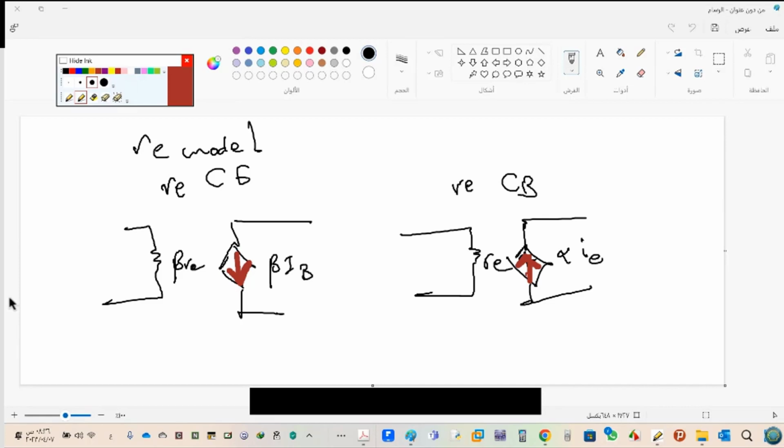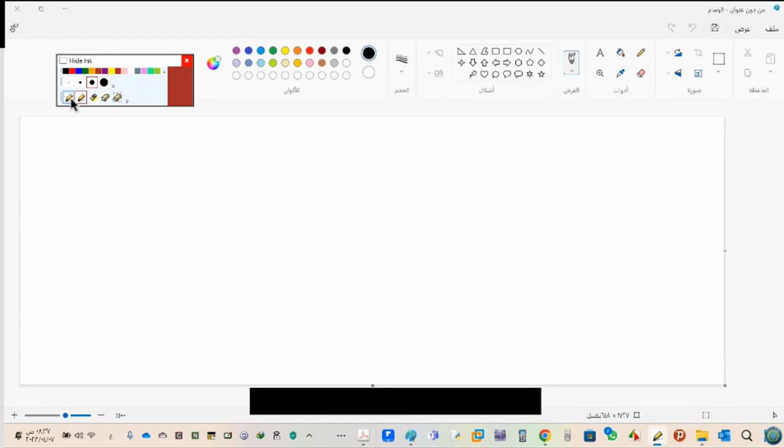Now in the hybrid model, the re model is very correct. But can we make a model that can mix both? The re model is a very good model, but in re we have re for common base and re for common emitter, and both are different. So in the hybrid model, we want to create a model that can mix both in one model. This is the benefit of the hybrid model.